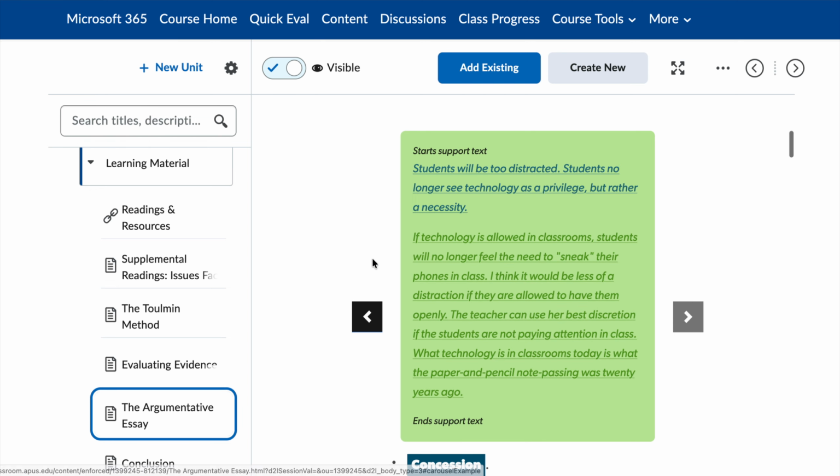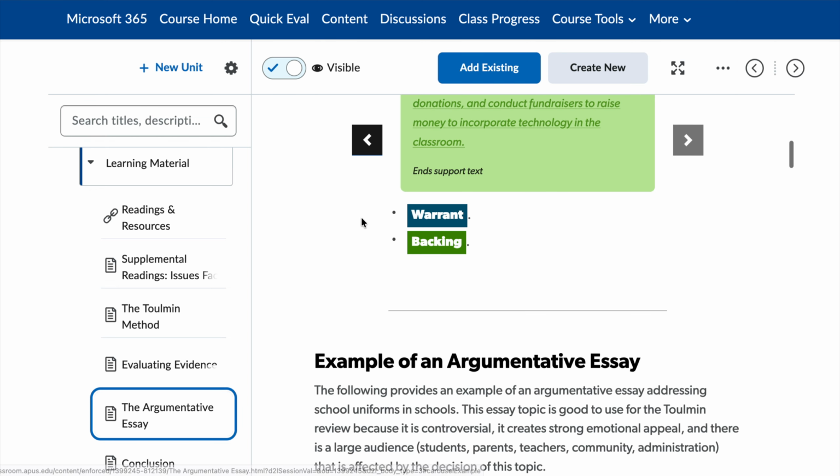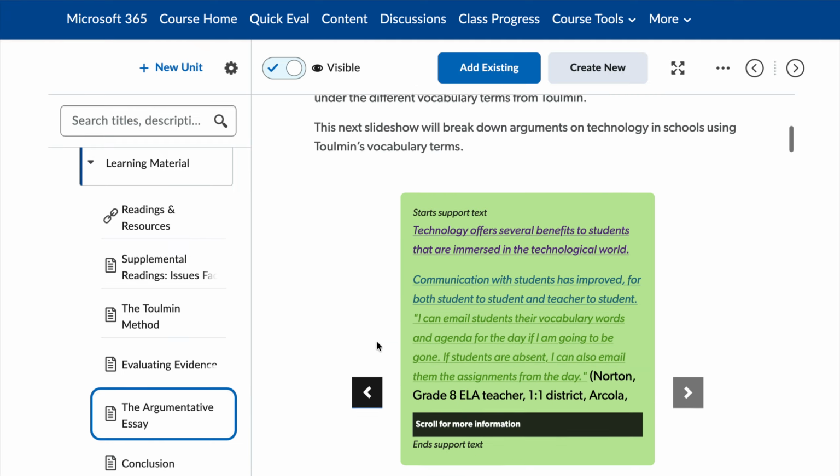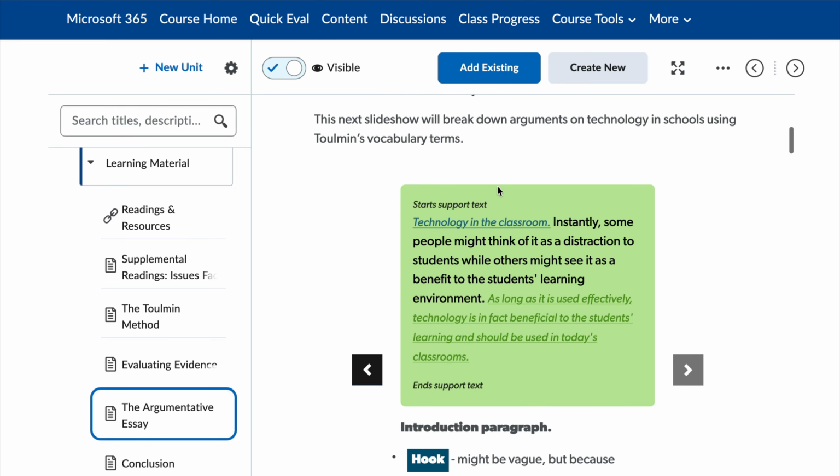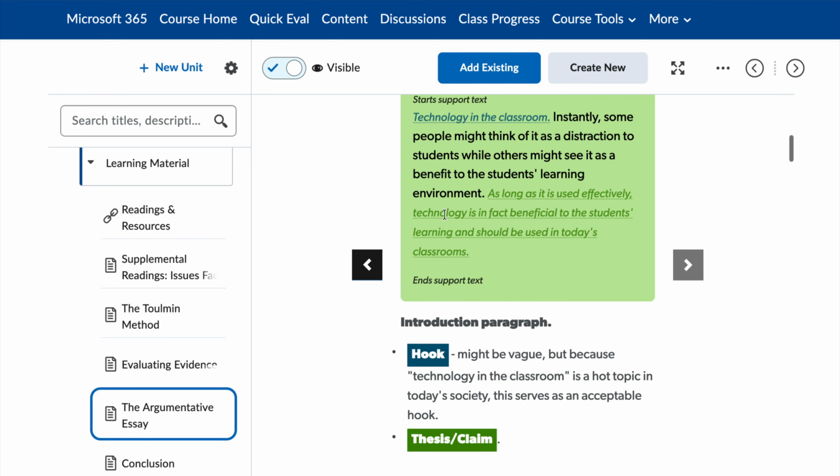Show the, well, actually, this is not the claim. I apologize. Let me go back to the beginning. Okay, let's see. Okay, there we go. Sorry. This is the claim. This is the hook. And this is your thesis.